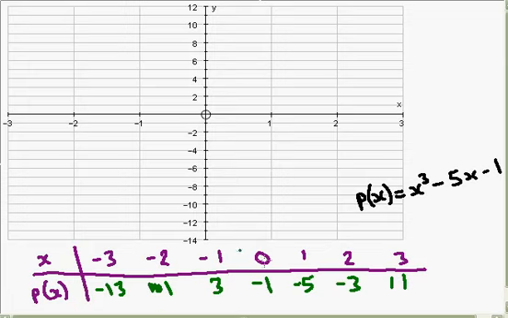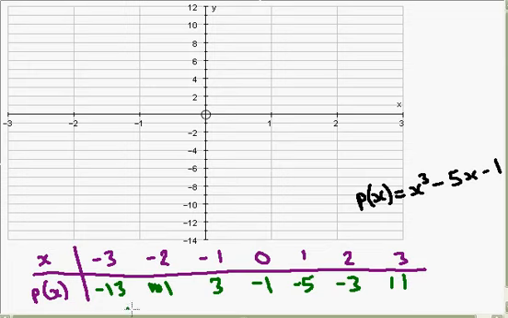Likewise here, between -1 and 0, we go from positive to negative. So we go from above the x-axis to below it. Okay, so there must be a solution there also. If we have a look at 2 to 3, we're going from a -3 to a +11. Okay, so we are crossing the x-axis there as well. So there are 3 crossing points.